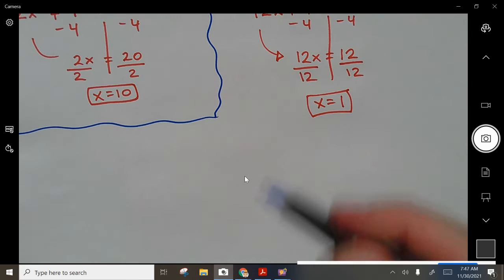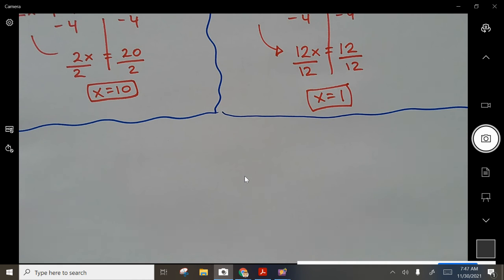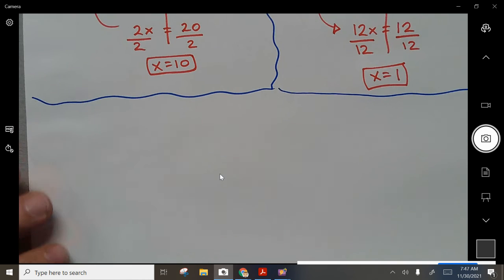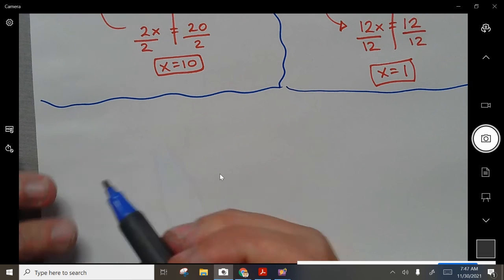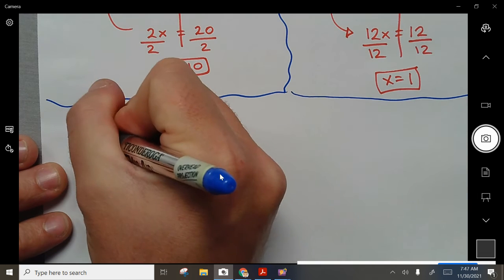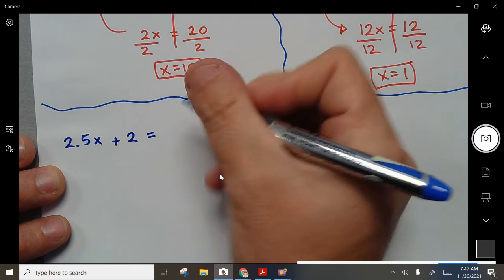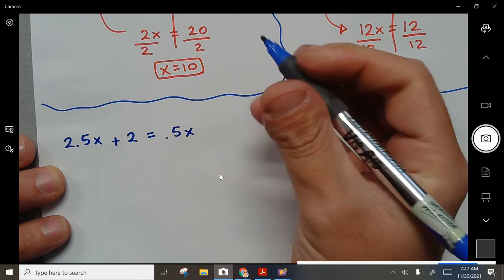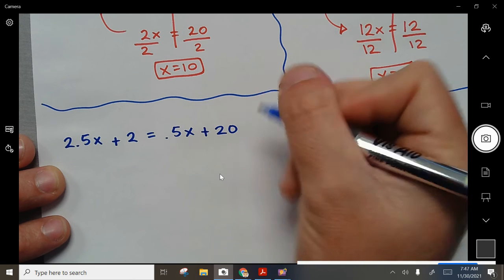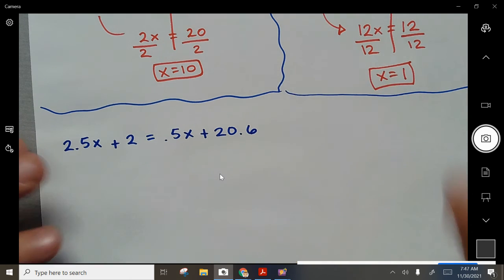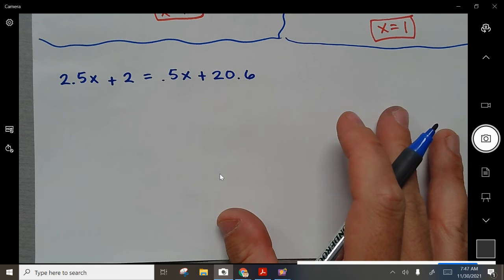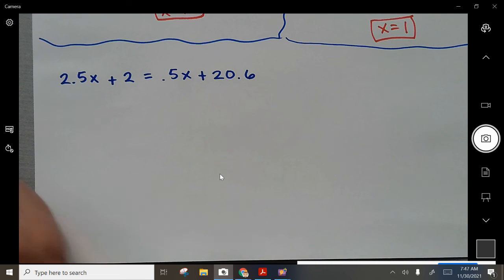There is going to be, on your assignment, let me take a good look at it again, some decimals. I think you guys can handle these no problem, but let's go ahead and deal with it. I'm just going to make these ones up. So 2.5x plus 2 equals 0.5x plus 20.6. All right. Now, using the same exact rules that you know, let's go after this problem, okay?